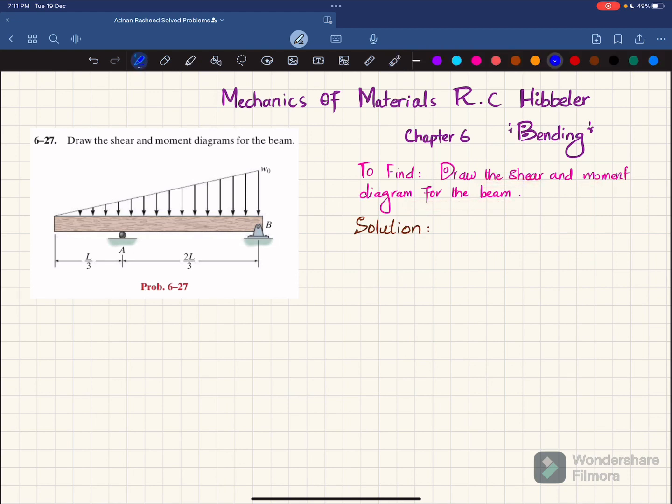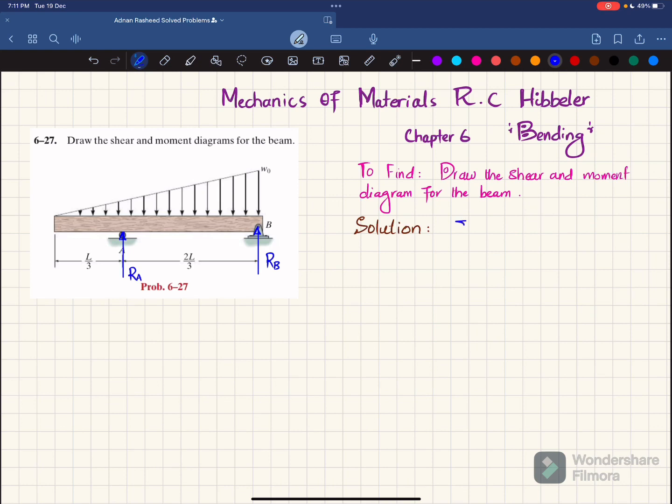So let's start with the solution. First step is that if you remove this roller support at point A, you will have a reaction force offered by this support on this beam, which will be Ra. And if you remove this pin support, there will be a vertical reaction force of Rb on this beam by this support. So first we will find this Ra and Rb by using equations of equilibrium.